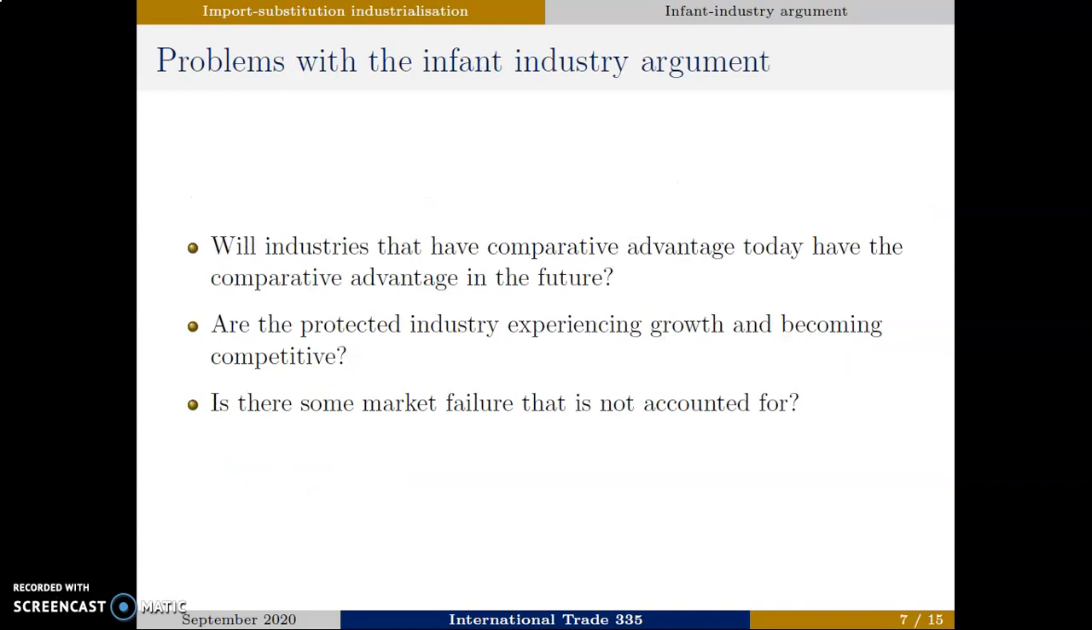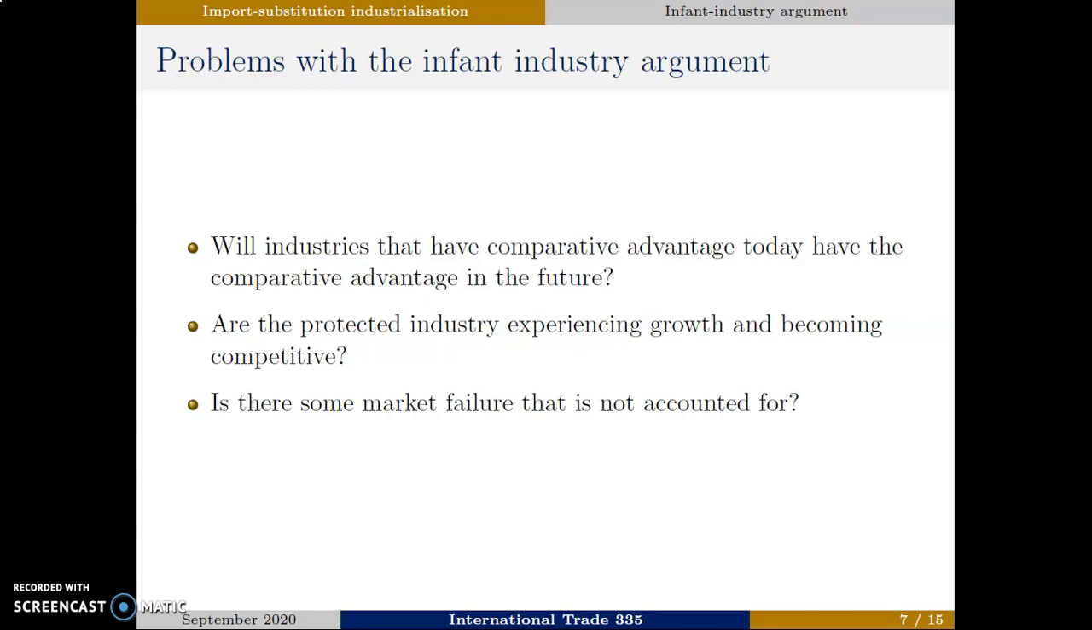There are three main problems and questions that need to be answered with relation to the infant industry argument. First, and importantly, are industries that are important today still going to be important in the future? Notoriously, governments are bad at selecting winners of industry. For example, do you select oil and coal as an infant industry today when most countries are moving towards green energy?